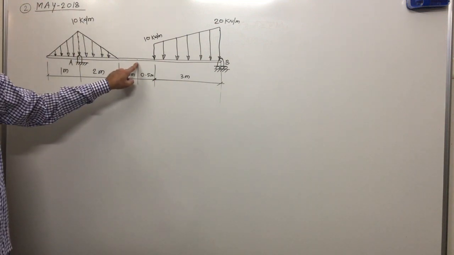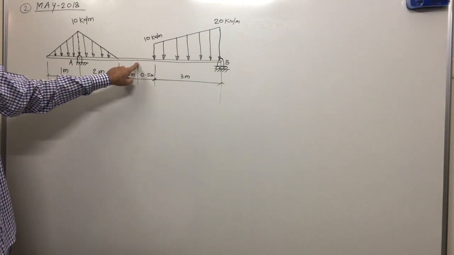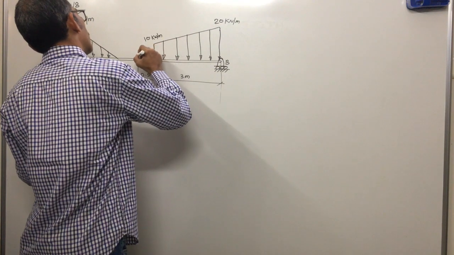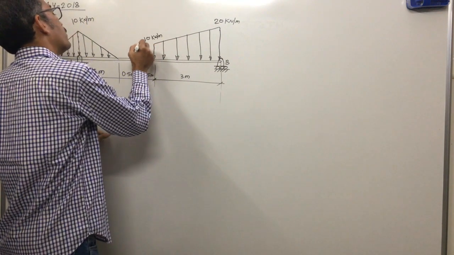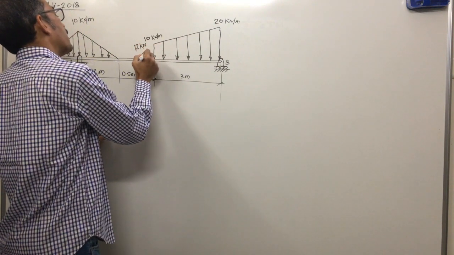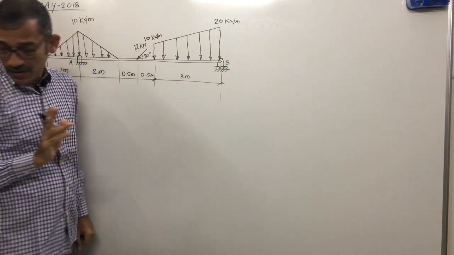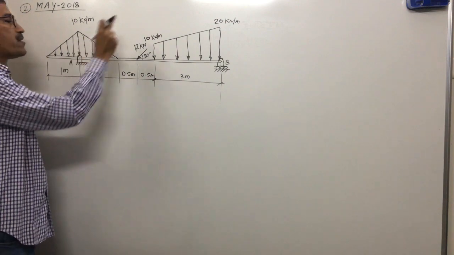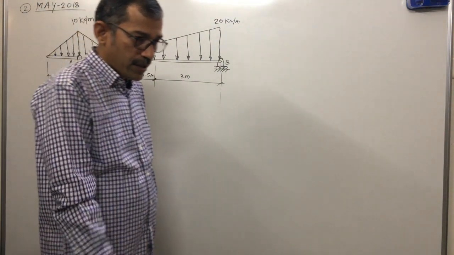Next, one more point, there is a point load given. How much? 12 kilonewton inclined at 30 degree. This is 12 kilonewton, inclined at what angle? 30 degree. Is any couple given? No, nothing is given. What is the problem asking? Find support reactions at A and B, right?